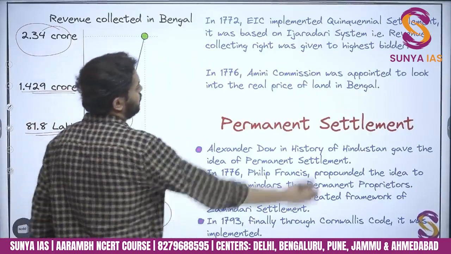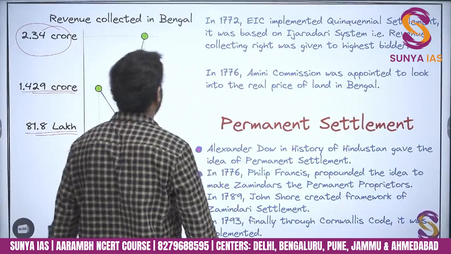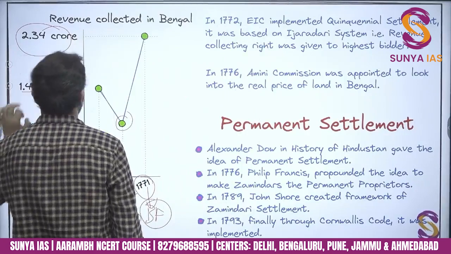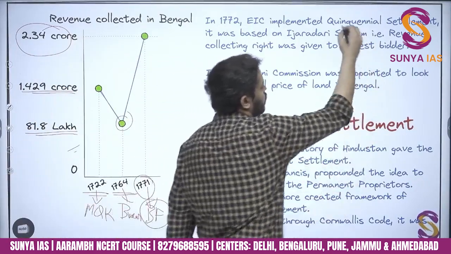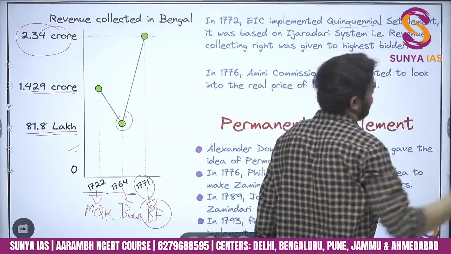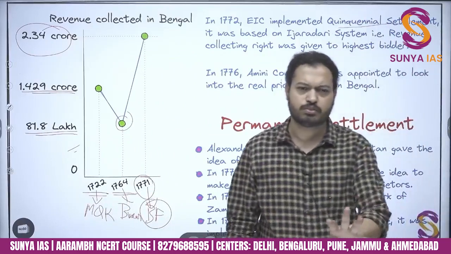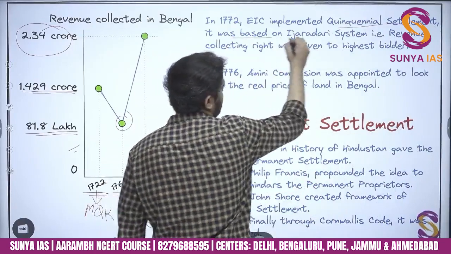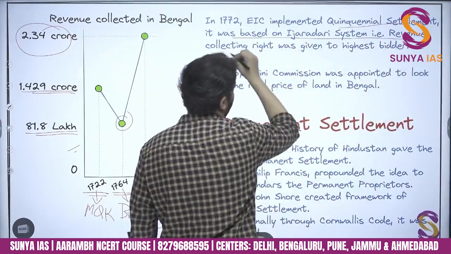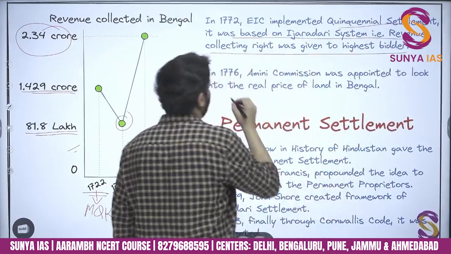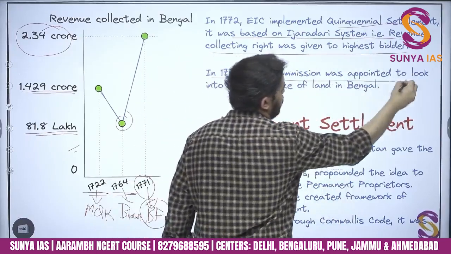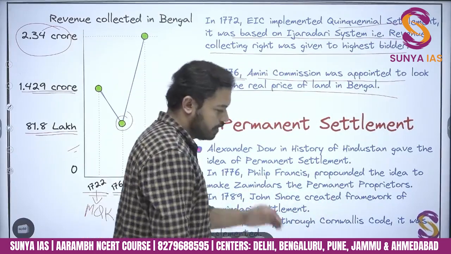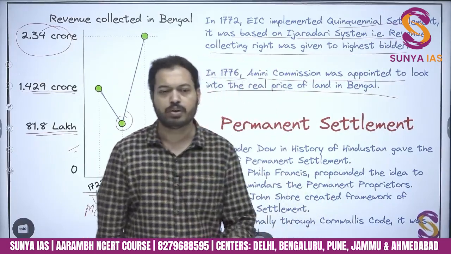In 1772 the East India Company implemented the 5-yearly system, and you don't have to remember the term quinquennial settlement. Quinquennial means 5-yearly. This is not something which specifically Britishers did. It was based on the ijaradari system, that is, revenue collecting rights were given to the highest bidder. In 1776, the Amini Commission was appointed to look into the real prices of land in Bengal. And after this, look, what happened?